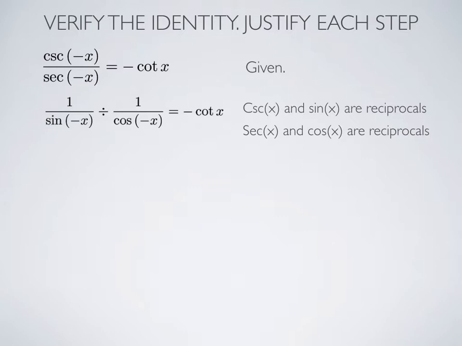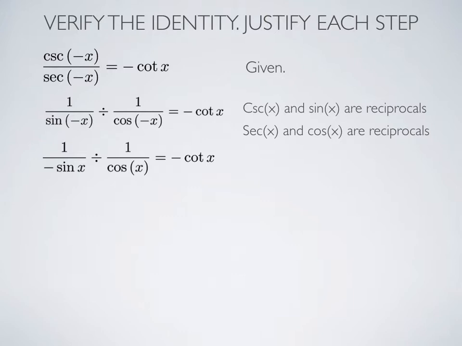Now, when we think of the sine of negative x, that's an angle in the fourth quadrant, if x is between 0 and 90 degrees, and sine is in the first quadrant. So therefore, the sine is negative in the fourth quadrant, but positive in the first quadrant. So I'm going to rewrite that first fraction as 1 over negative the sine of x.